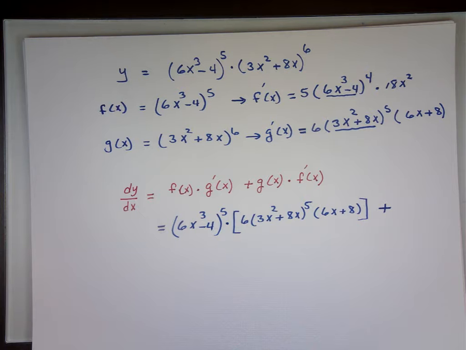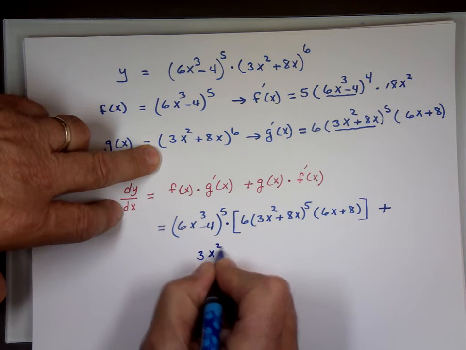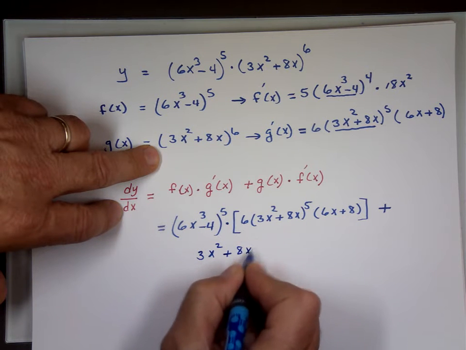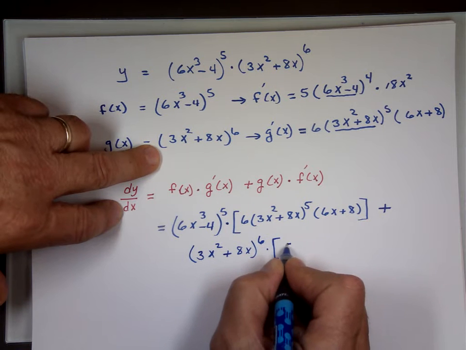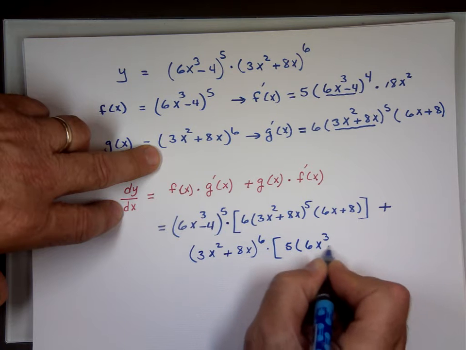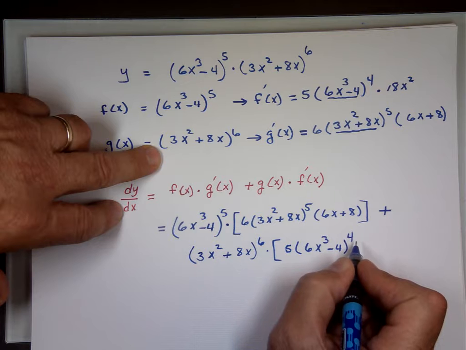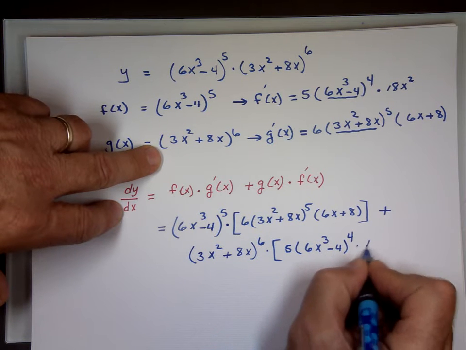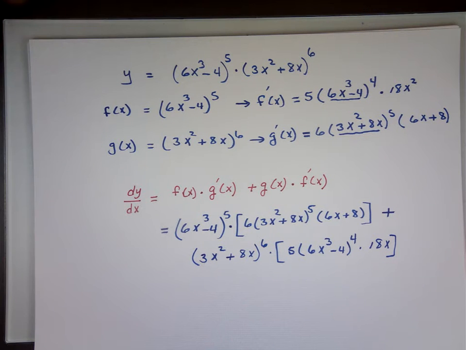What's G? 3x squared plus 8x to what power? 6 times F bar, which is what? 5 times (6x cubed minus 4) to the power 4, times the 18x. And you just better hope they don't ask us to simplify that answer. If they do, it'll be a little bit ugly.